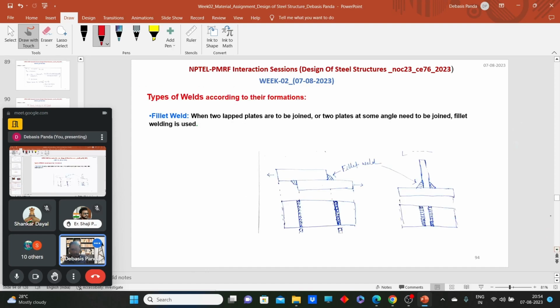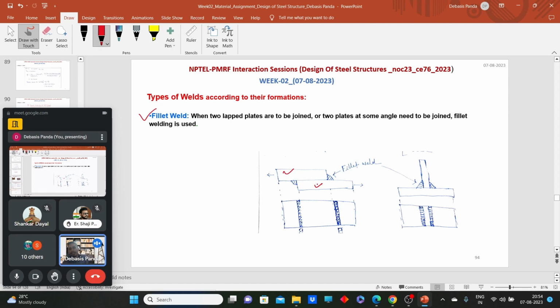So we have basically two kinds of welds. One we call the fillet weld, depending on its formation. Fine, if we need to join the plates in a lap position, or we need to lap the plates and join them through welding, then we call it a fillet weld.